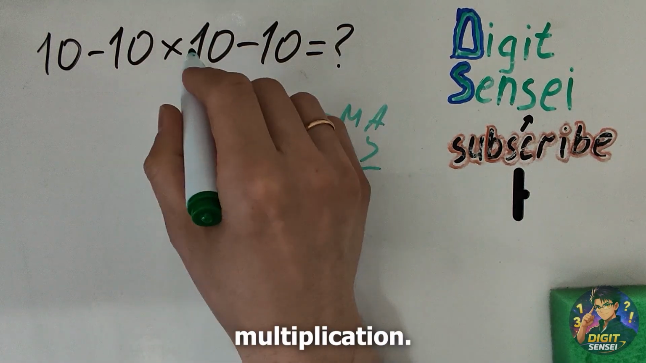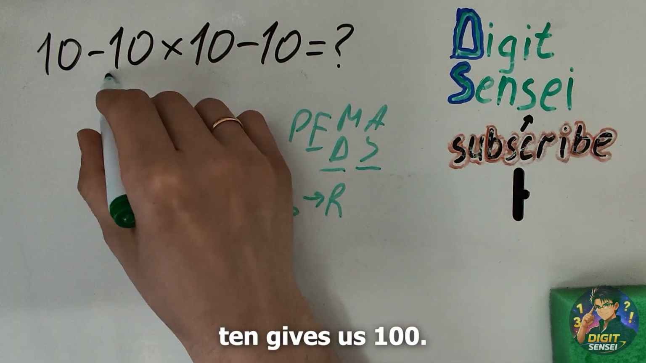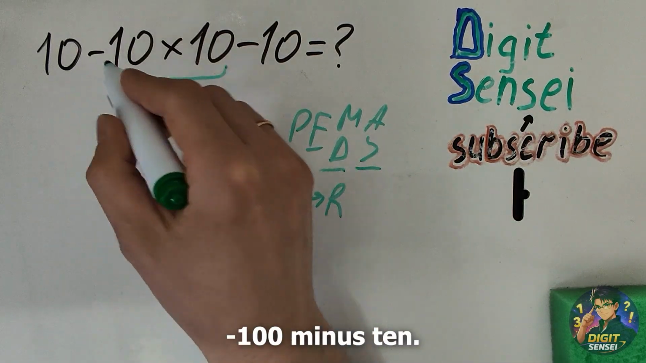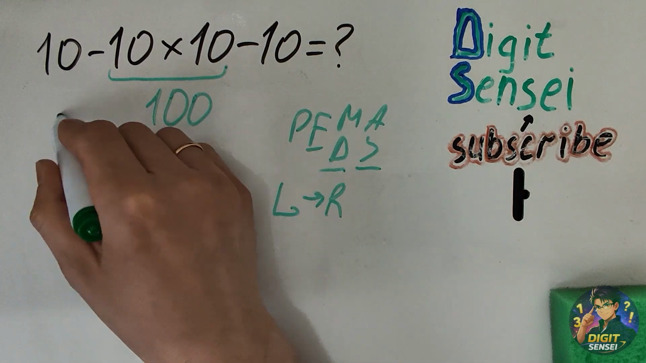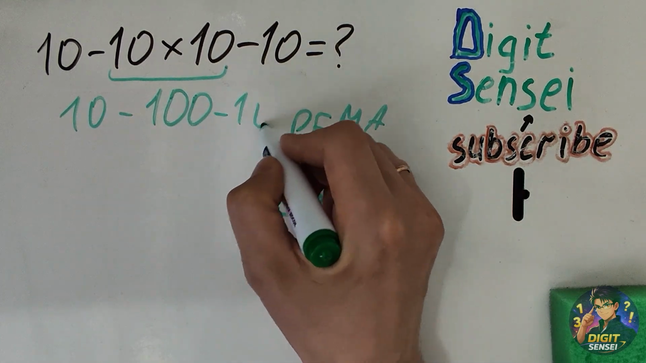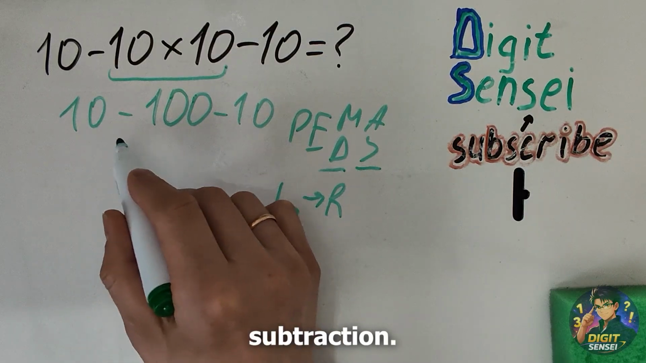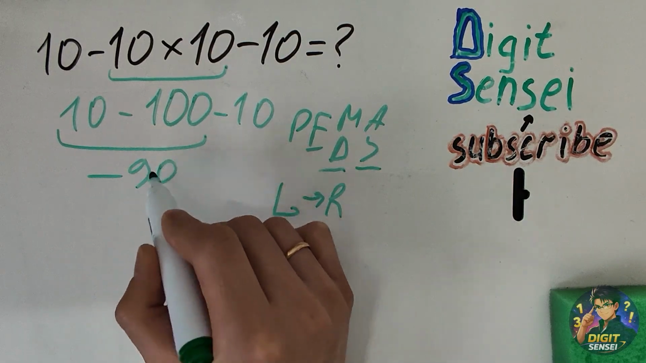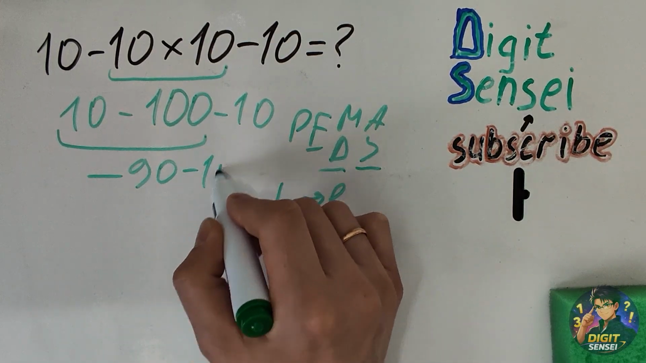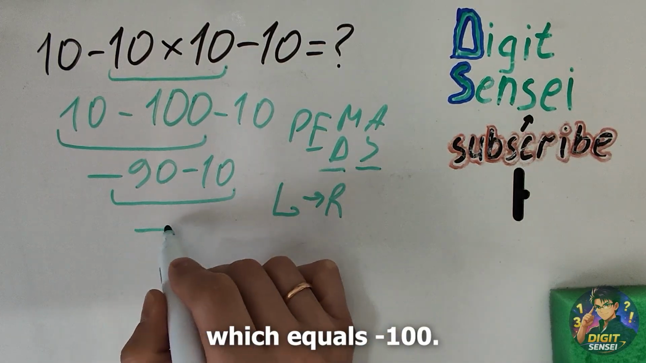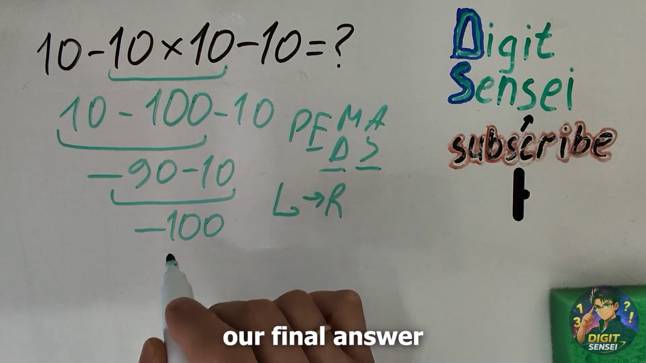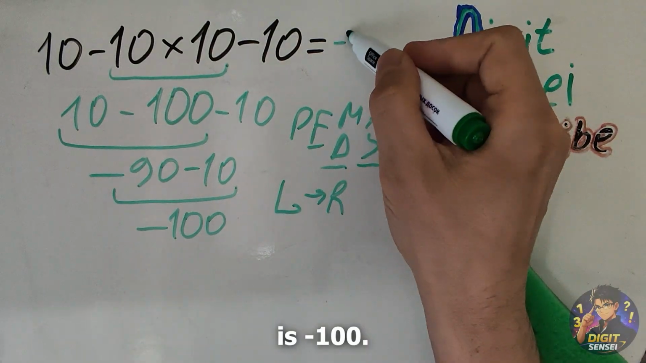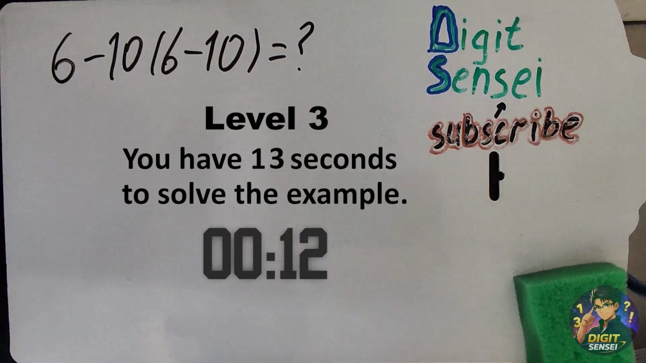So first we have to do this multiplication. 10 times 10 gives us 100. So we have 10 minus 100 minus 10. Now we have to do this subtraction. 10 minus 100 gives us negative 90. So negative 90 minus 10, which equals negative 100. And this is our final answer to this problem. The correct answer is negative 100.